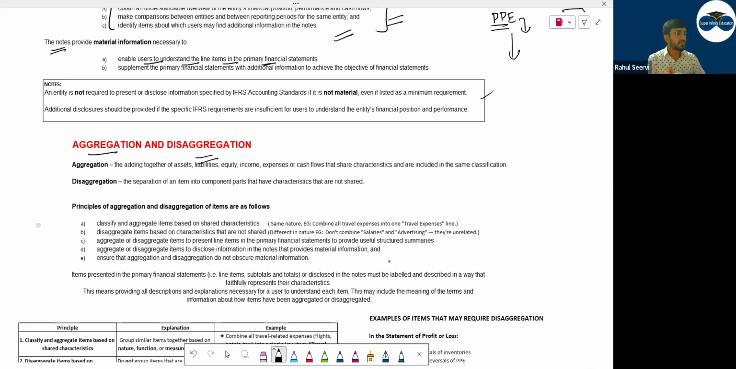Aggregation means adding something, or showing the items in a group. As I mentioned in the above item, all the items are included. We have grouped them together. This means aggregation.